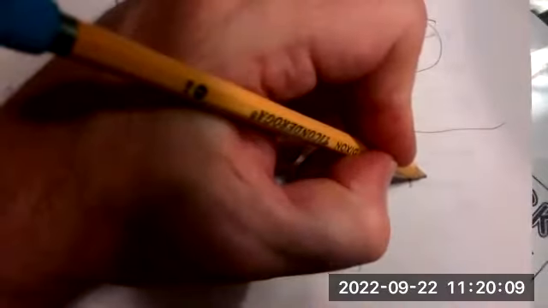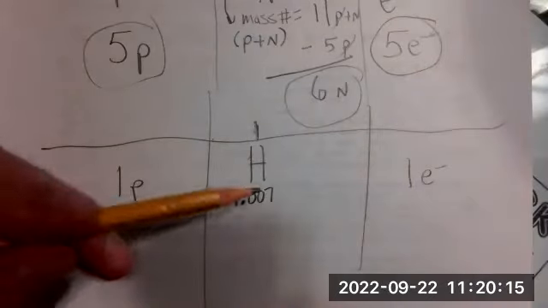Good. It has to have the same number of protons as electrons. All that's left is to do that rounding and subtracting. Think of it that way. To find the neutrons, you round and subtract.